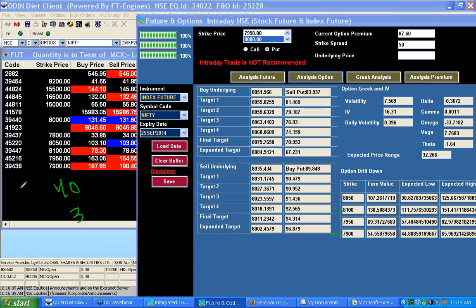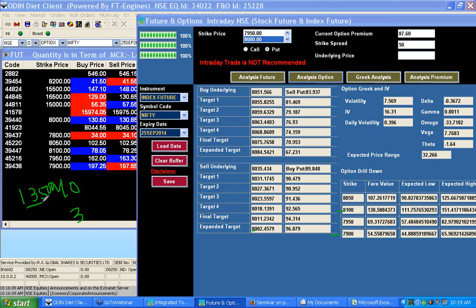So for 10 lots, I am expecting 13,500 profit. Nothing wrong if it is slipping below and going to the 8,002 level, and I am incurring a part of the loss, say 2,000 to 2,500 losses on the call side. A part of that, some 1,000 to 1,500, I can recover back from the put side. So this is how I can do that.